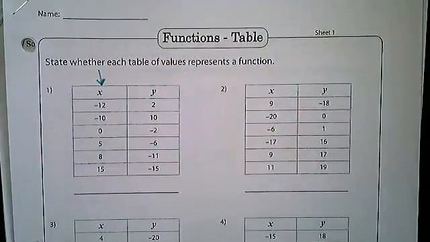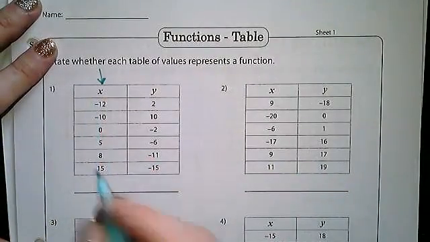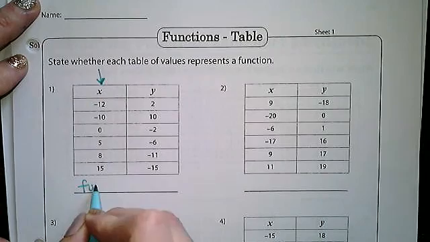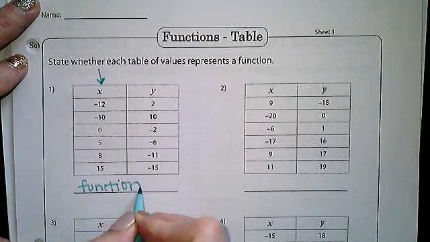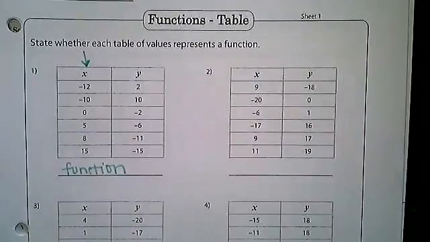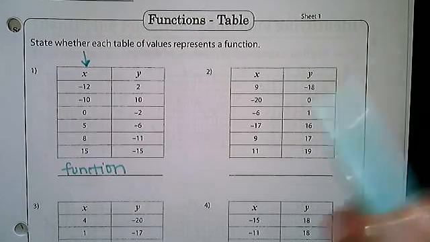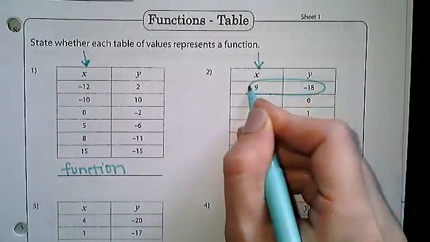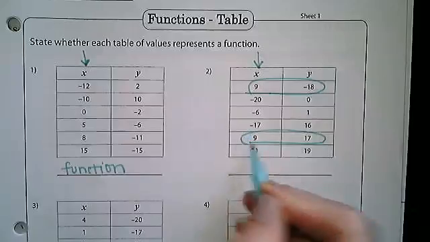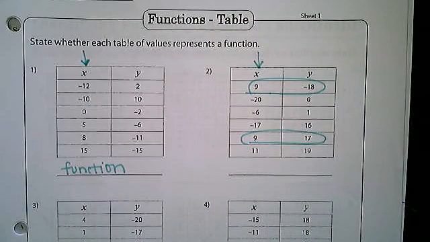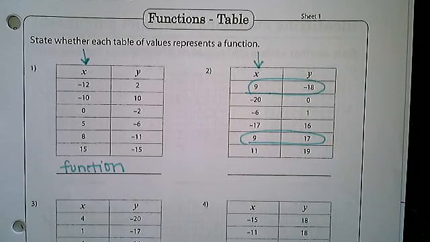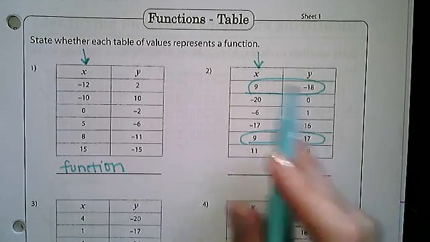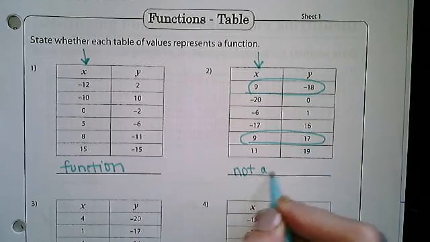If we look at this first example, we notice that all of the X's are different. So when all of the X's are different, this is automatically going to be a function. And if we look at the second example, you might notice that the X repeats here and also here. If you have a repeating X value, it has to be mapped with the same Y value. If not, it's not a function.